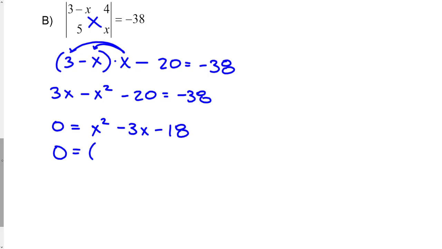Now, I have a quadratic that I believe will factor, so let's try that out. So 6 and 3, that's minus 6 and plus 3, so it looks like x could equal 6 or x could equal negative 3. So either one of these values would result in a determinant that would be equal to negative 38. So just a preview of something that you may see later on in a later math course. But that's all for right now in terms of determinants.